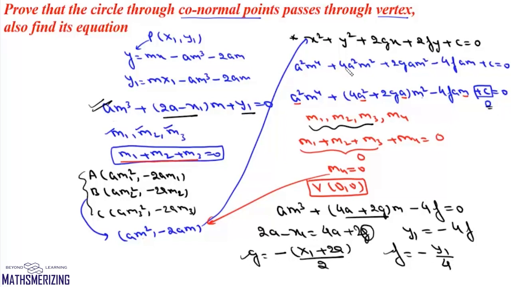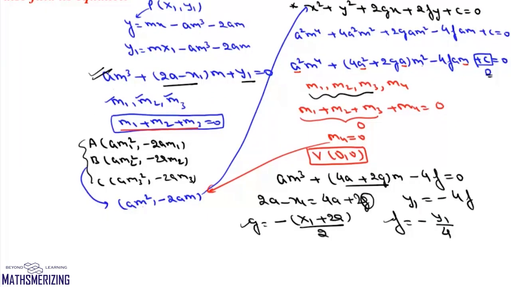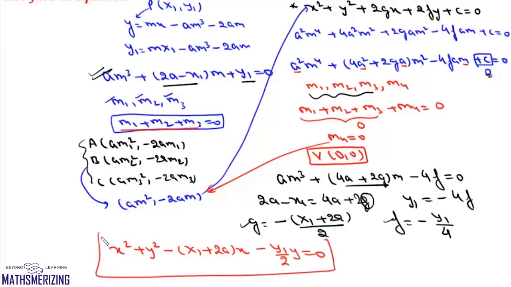So now we can write the equation of this circle. The equation of this circle will be x square plus y square plus 2gx, so it will be minus (x1 plus 2a)x and then plus 2fy, which will be minus y1 upon 2 y equals 0, and that is the equation of the circle passing through three conormal points.